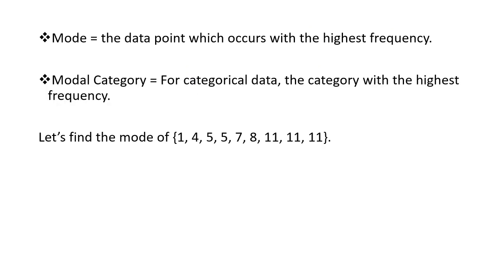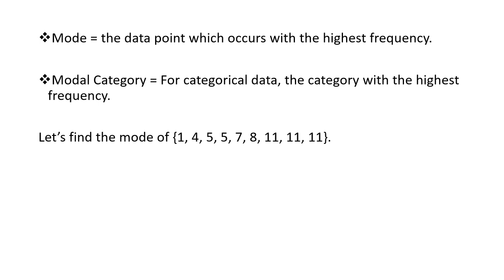The last idea is to talk about the mode. And the mode is the data point which has the highest frequency. It's just the thing that happens the most. Now, everything we've been talking about so far has been numerical data, but if we have categorical data, we can have a mode. We just call it the modal category.